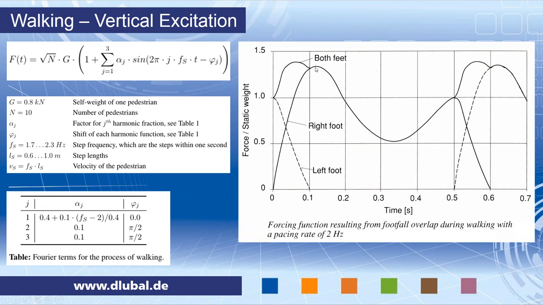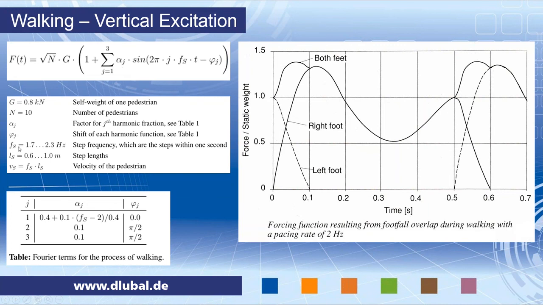So this is the graph. The first maximum represents the heel. And the second, smaller peak results from rolling over the ball of the foot. So this is the second maximum. And then you always consider the left and right foot walking along. I will show you this formula again when we enter it into RFEM so that you can really follow it.